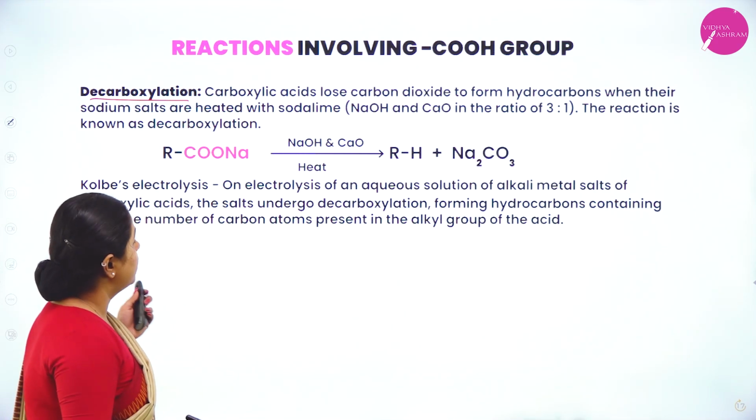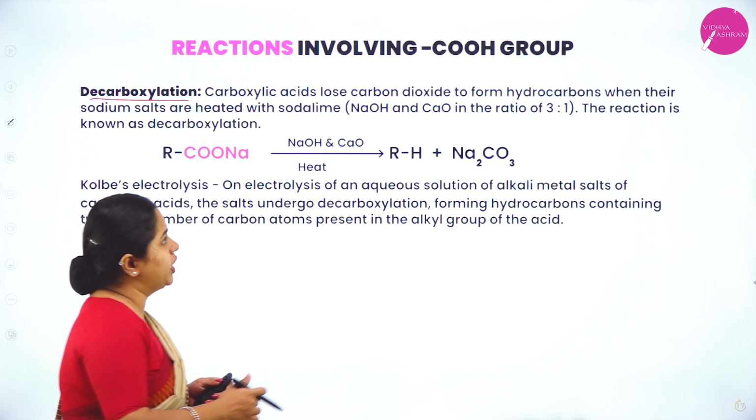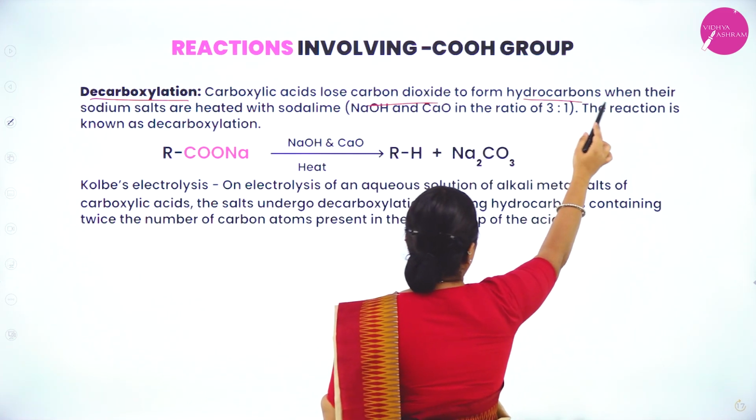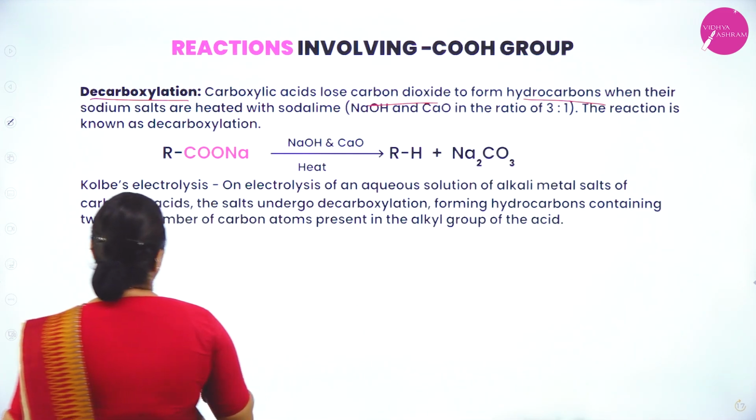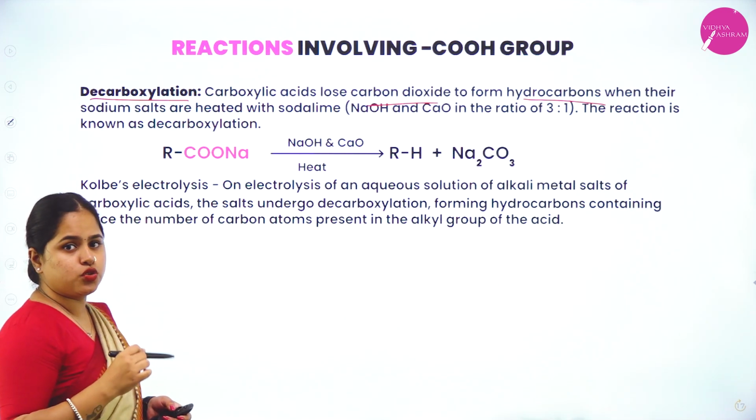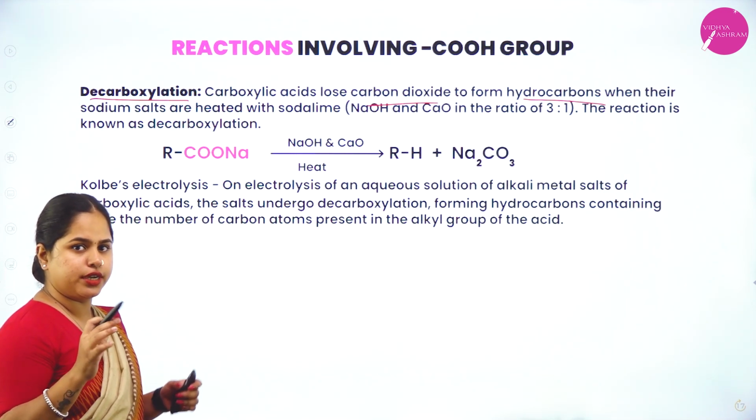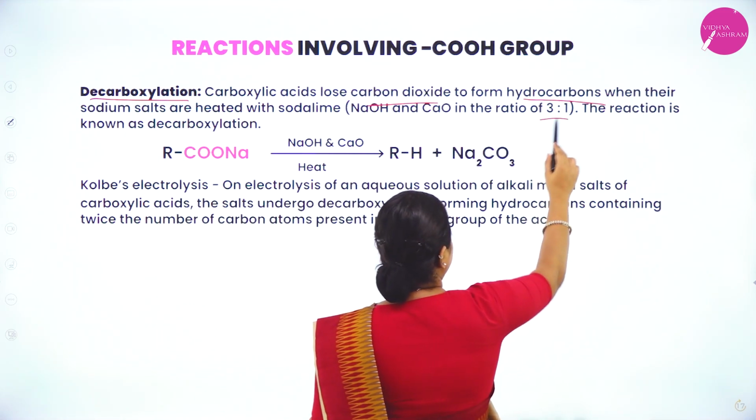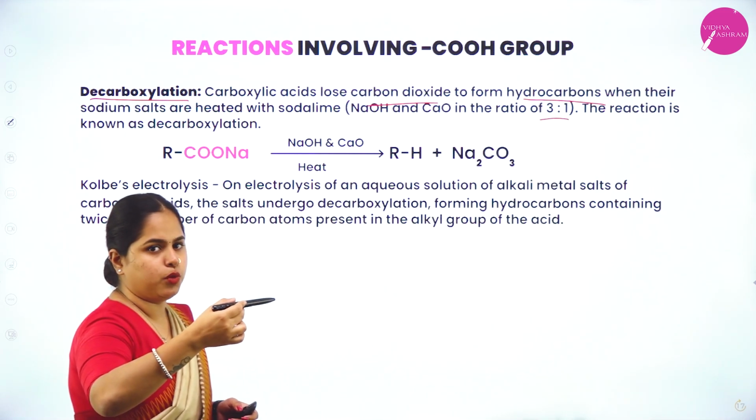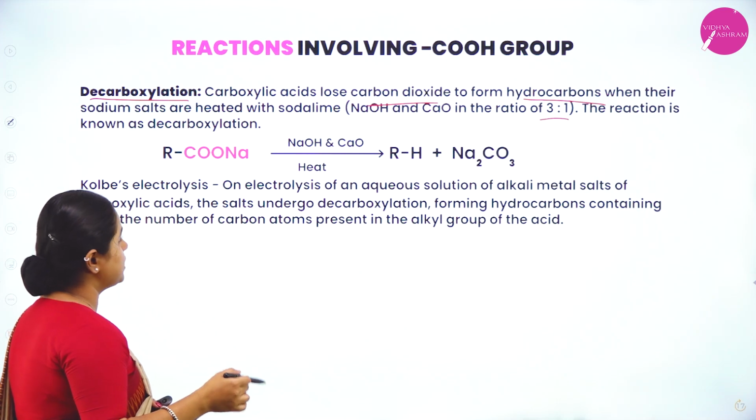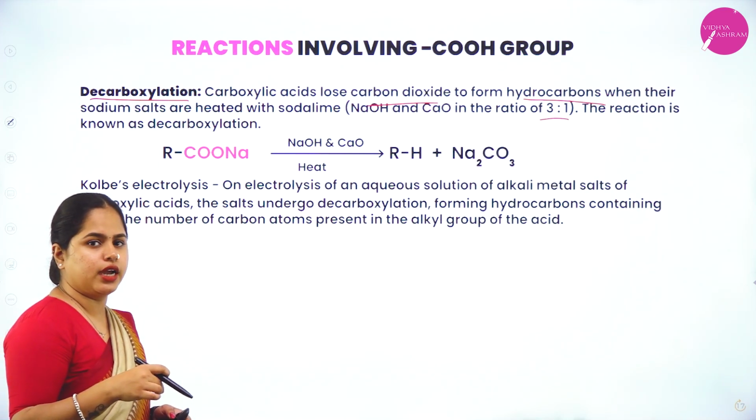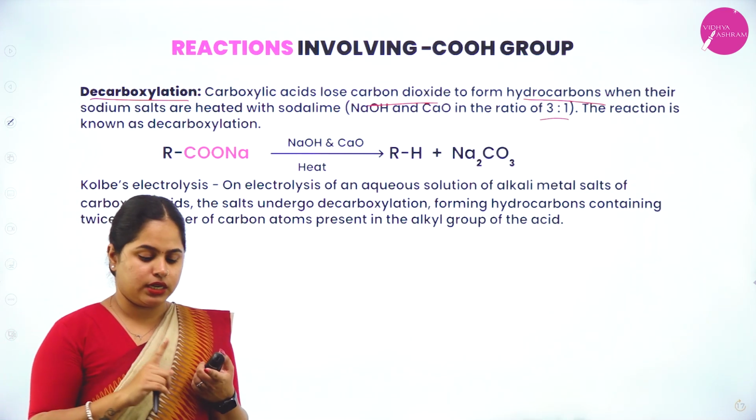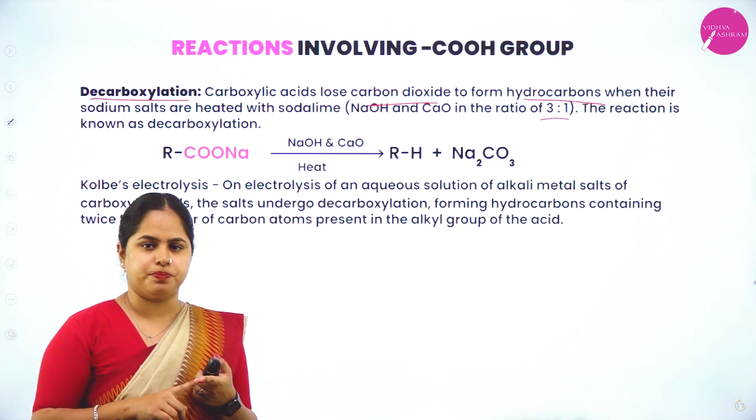Carboxylic acids lose carbon dioxide to form hydrocarbons when their sodium salts are heated with soda lime. What is soda lime? Sodium hydroxide and calcium oxide combined together form soda lime, in the ratio 3:1, that is NaOH to calcium oxide. This reaction is known as decarboxylation. So this is a very important reaction. You need to know what reagent you are using in decarboxylation.